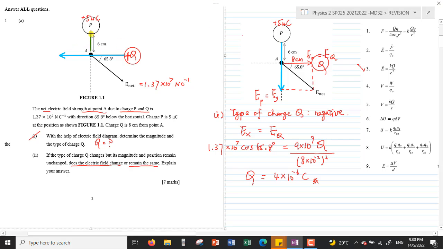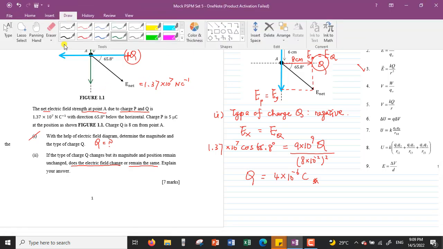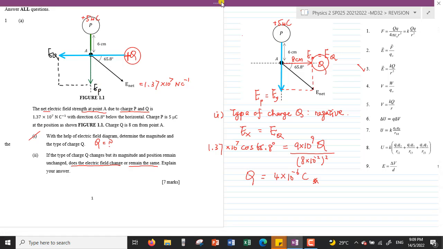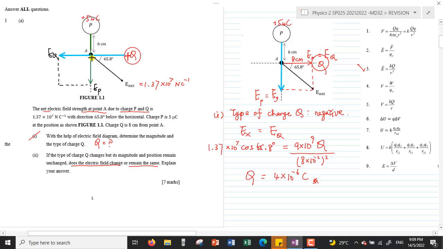And the electric field created by charge P is still pointing downwards. So now we will find that the net electric field created due to charge Q and also charge P will change direction. Now the net electric field will point in another direction. So this will be our net electric field. So we will find that the electric field will change.